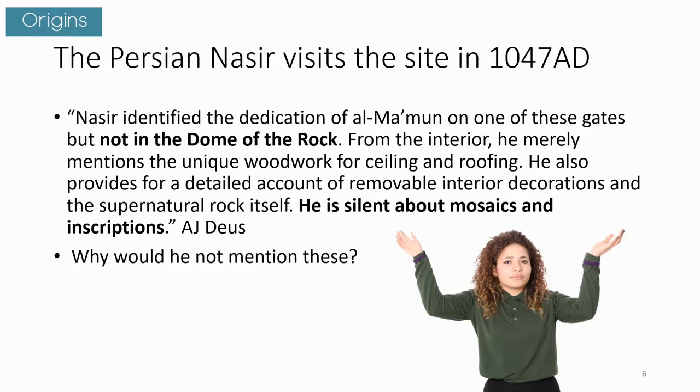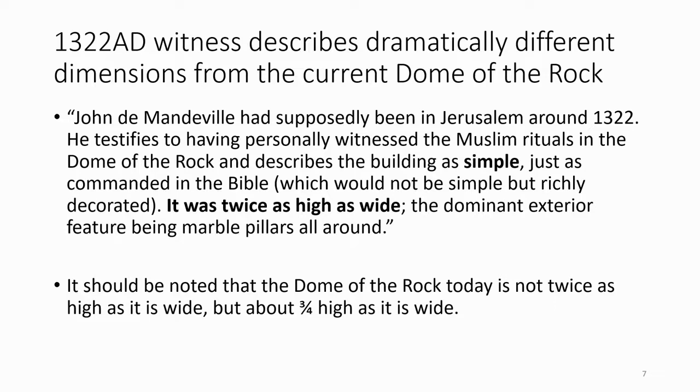Okay, 1322 AD, witness describes dramatically different dimensions from the current Dome of the Rock. John Mandeville has supposedly been in Jerusalem around 1322. He testifies to having personally witnessed the Muslim rituals in the Dome of the Rock and describes the building as simple, just as commanded in the Bible, which would not be simple but richly decorated. It was twice as high as wide, the dominant exterior feature being marble pillars all round.